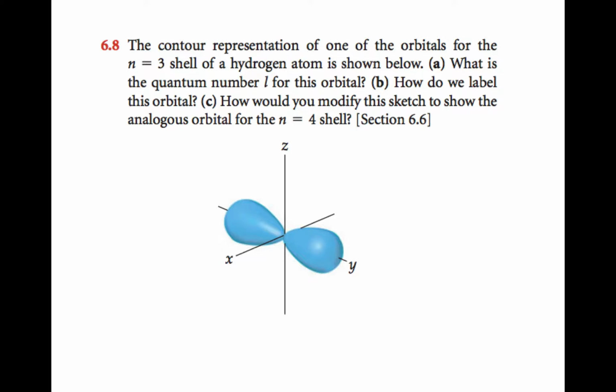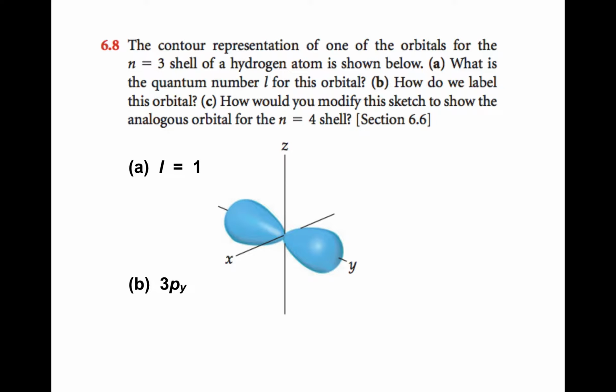The contour representation of one of the orbitals for the n is equal to 3 shell of the hydrogen atom is shown below. What is the quantum number L for this orbital? All right, so what is the shape number for this orbital? We're looking at the dumbbell shape. The dumbbell shape is the P shape, and it's being orientated along the y axis. So L is equal to 1. Again, there's 3 orientations for a P shape, X, Y, and Z. This one's orientated along the Y. So 3py would be the orbital that we're representing here.